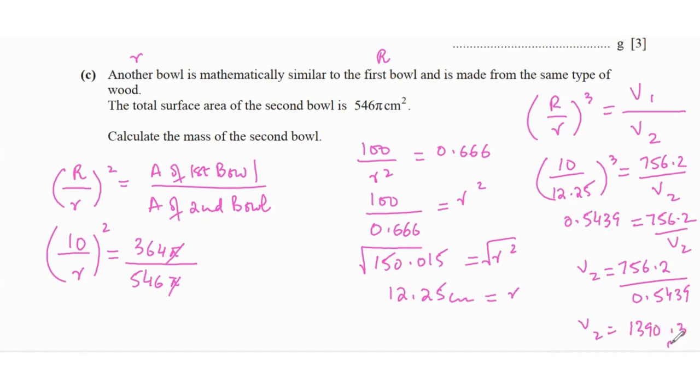1390.3 centimeter cube. So since we're trying to find the mass of the second bowl, we remember 1 centimeter cube equals to 0.74 grams, which was given in the last part. So we will multiply 0.74 with the volume. So mass is going to be 0.74 times 1390.3, which is 1028 grams. So that is your mass of the second bowl.